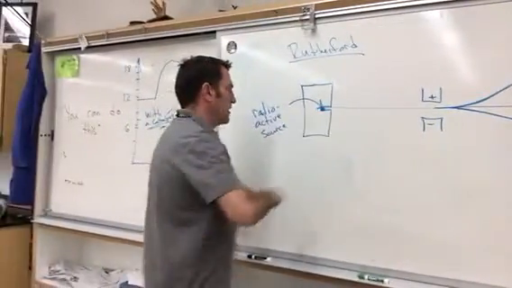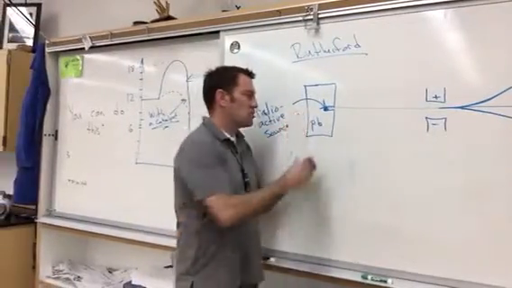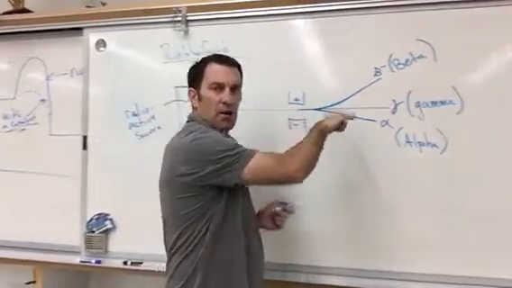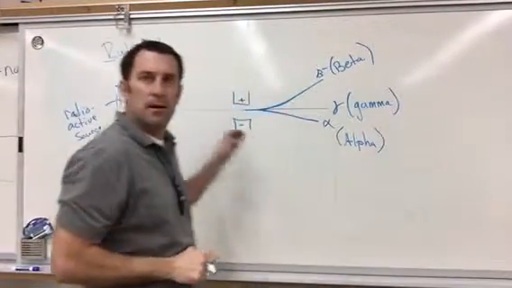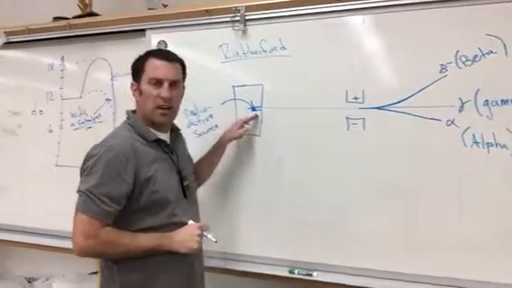All right, he had this lead block. And what the lead block was supposed to do is make sure that you only ended up with a straight beam of this radioactive material radiating out of this source. So he was just providing a shield.